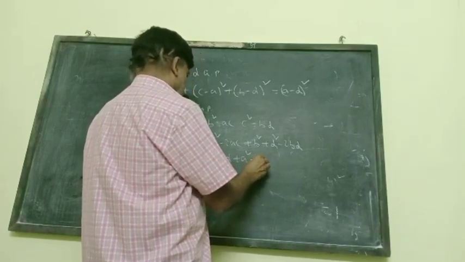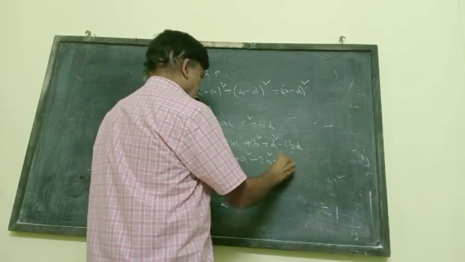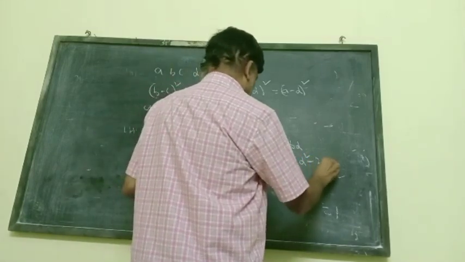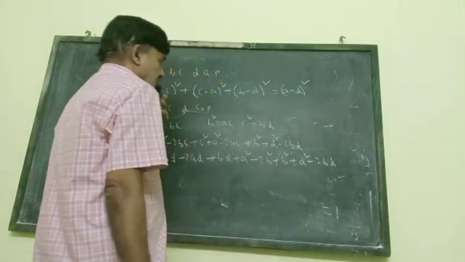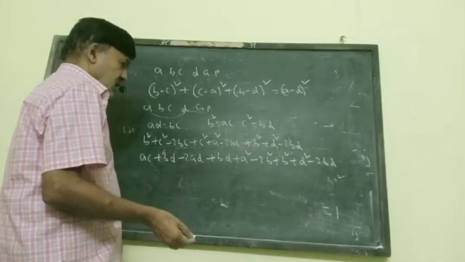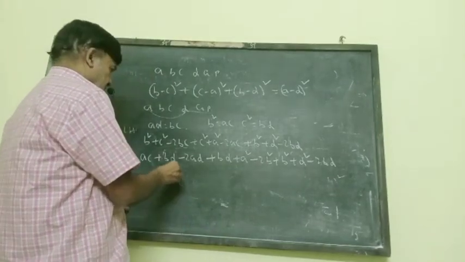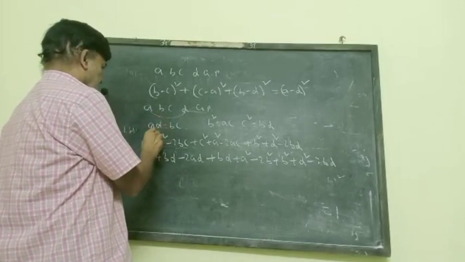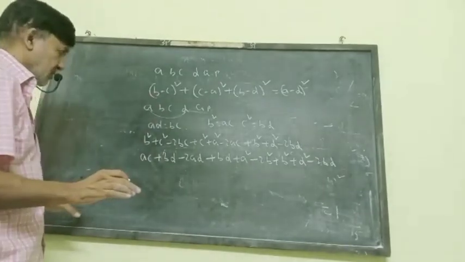Minus 2AC means 2B square plus B square plus D square minus BD minus 2BD like this. So what are the cancellations? 2BD. I want AD, isn't it? Okay.